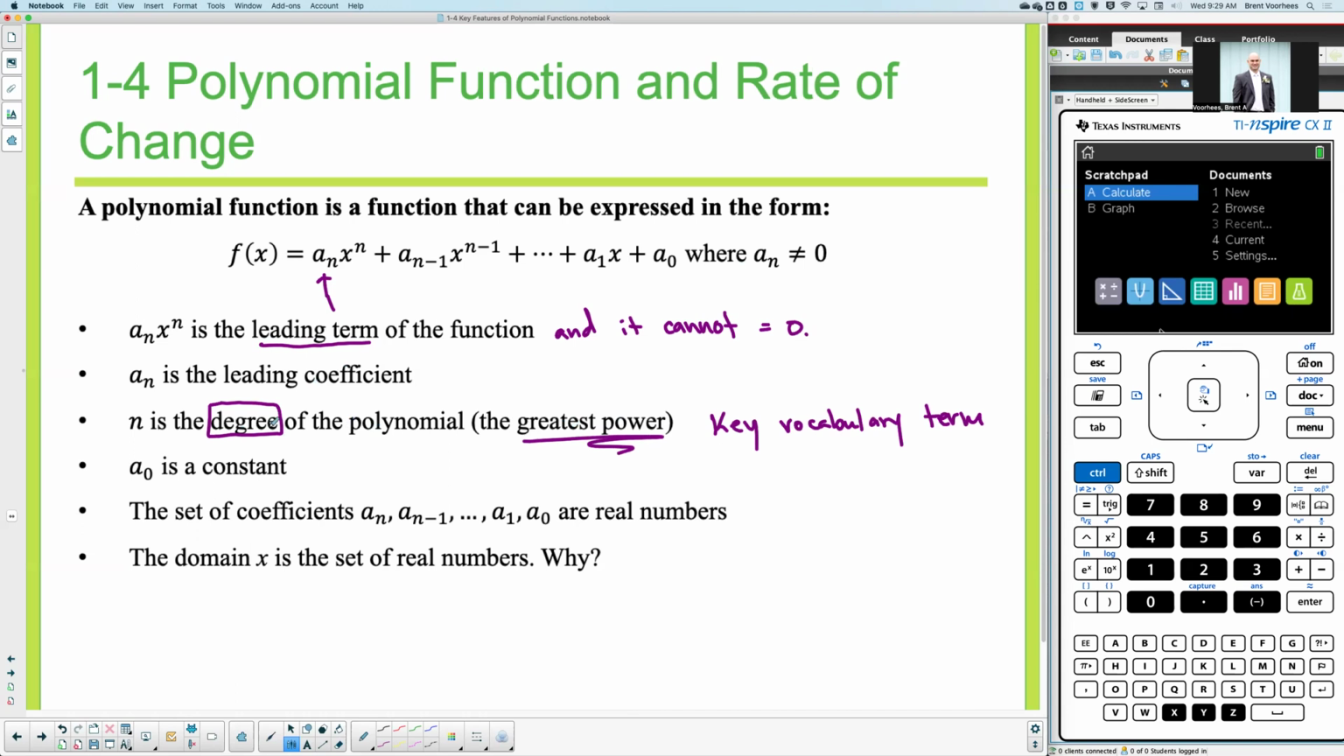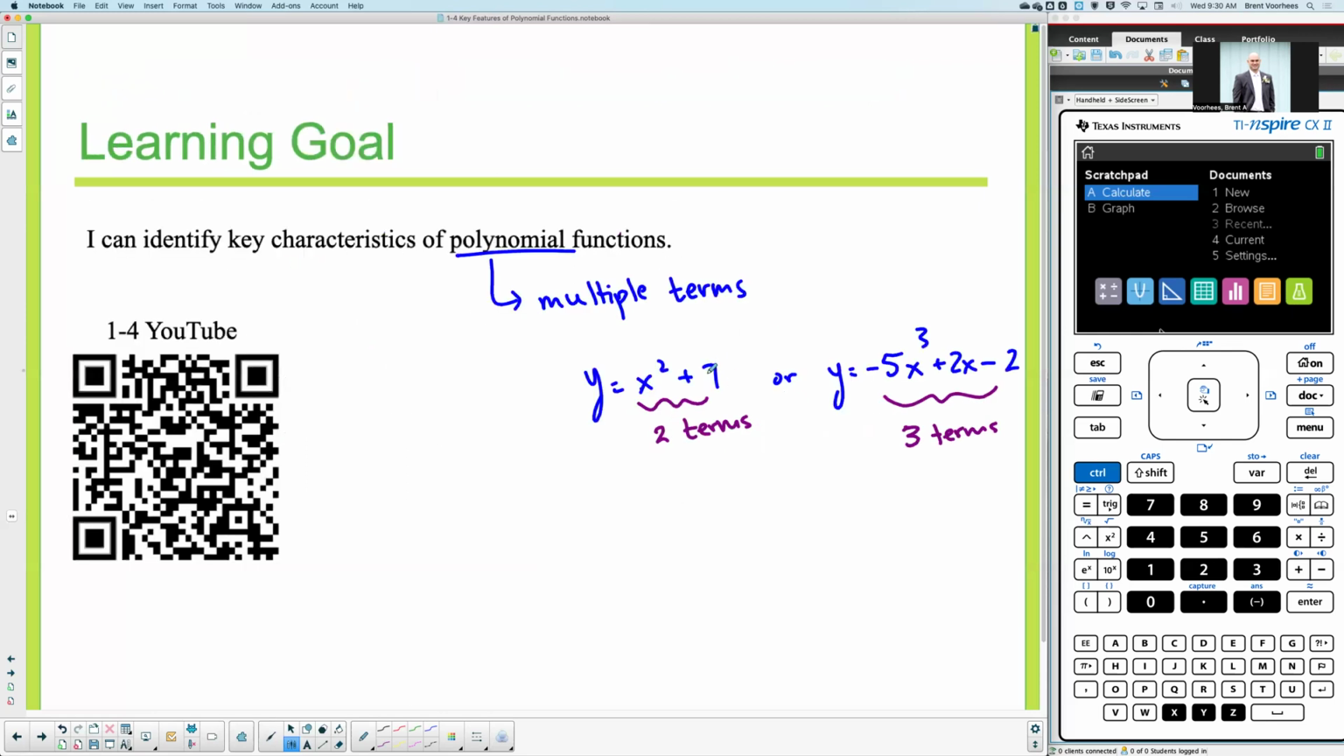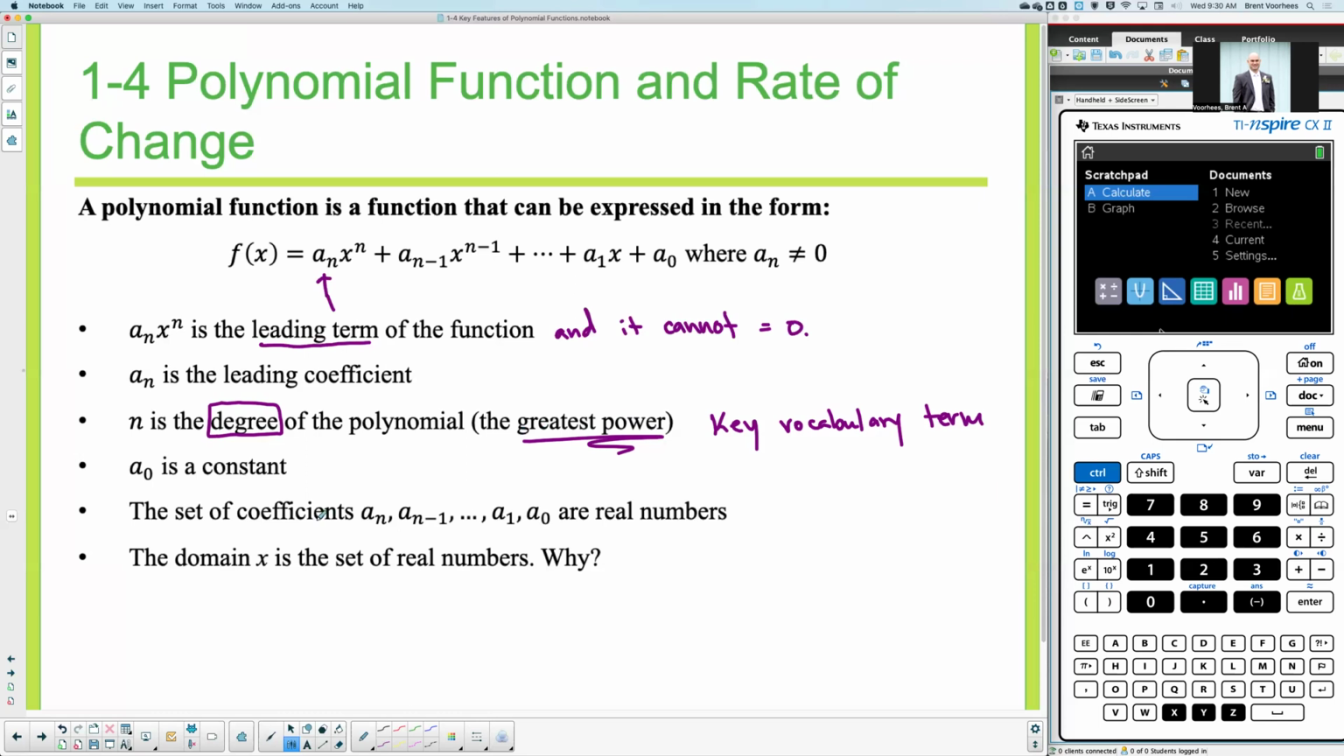Degree. So what does degree mean when I say degree? It's the greatest power you see in the equation. The a0 is just the constant, if there's a number at the end. In this case, it would be plus 7. In this case, it would be minus 2. That's what the a0 is. I already told you this. The a values represent real numbers. And the domain is all real numbers.